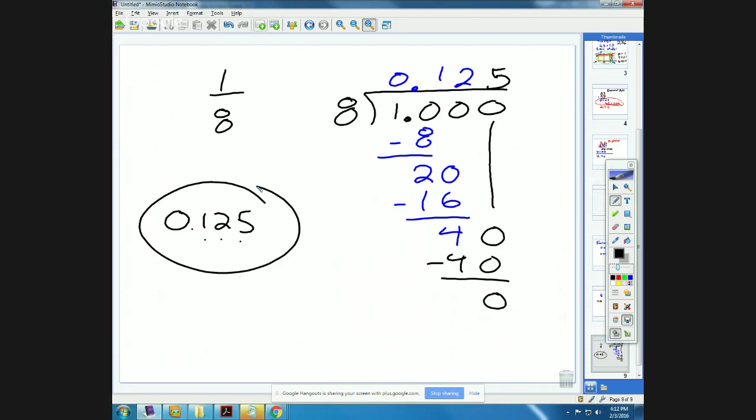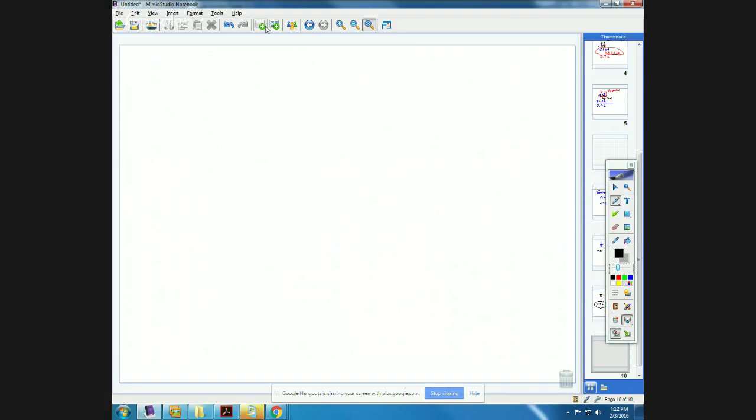So we could also use a calculator to play with this too, and we'll do that in just a minute. So let's try another one. How about 1/6? Let's try that out. So that means I want to take 6 into 1. And 6 doesn't go into 1, so I'm going to write it as 1.0.